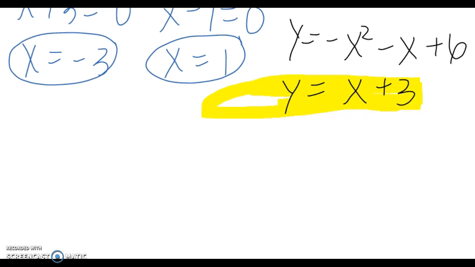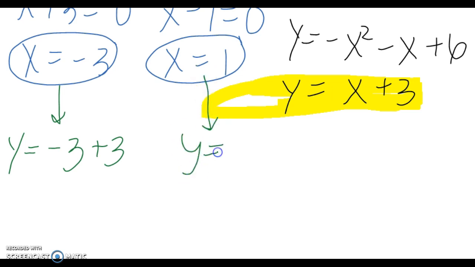So what I'm going to do to figure out my y's is take my two x values and plug them in. So for this negative 3, I should have y equals, instead of the x, I'm plugging in negative 3, and I keep the plus 3. When I go to work with this one here, I have y equals, in for the x is going the 1, and I keep the plus 3.